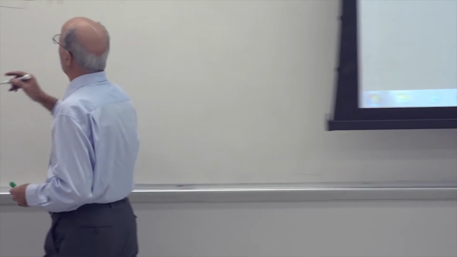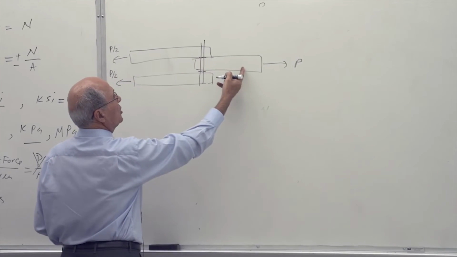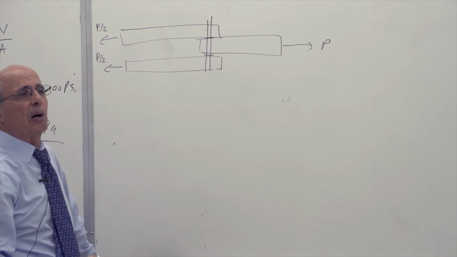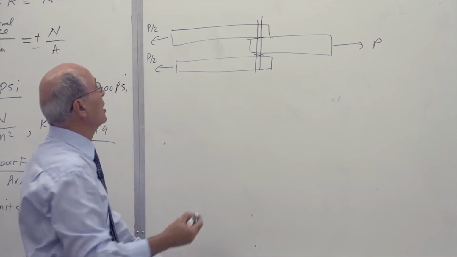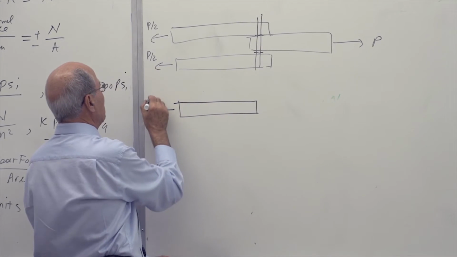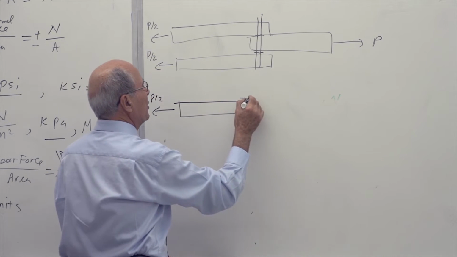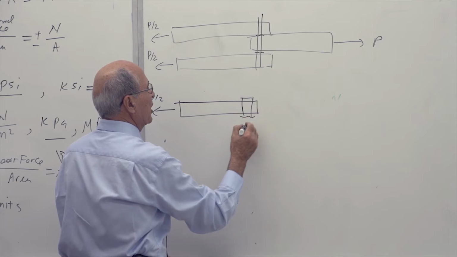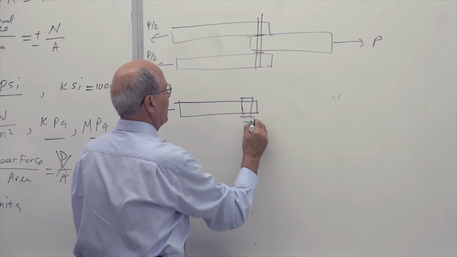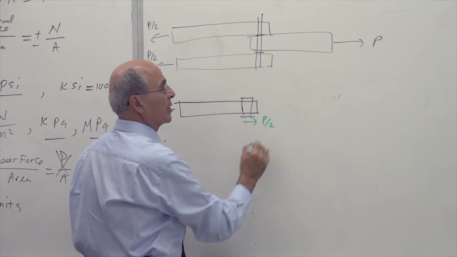If I show the free body diagram, I can show the free body diagram of the middle part, or I can show the free body diagram of the top part, both of them saying the same thing. If I show the free body diagram of the top part, this is P over 2. Obviously, this is the bolt, and here is the cut, and the shear force here will be P over 2. Is that correct or not?